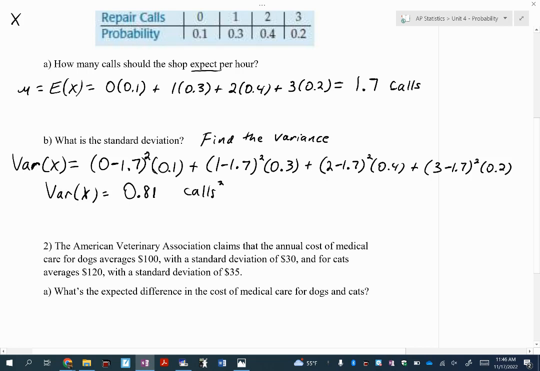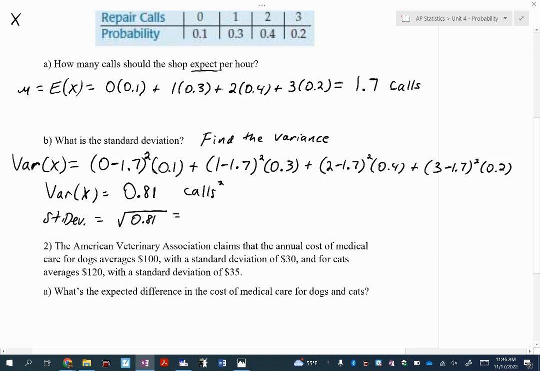I like putting a little square there. The point I'm trying to make is calls squared or squared calls, does that mean something to you? No. What means something to you? Well, maybe not. But what do I care about? Calls. So to get the standard deviation, we take the square root.